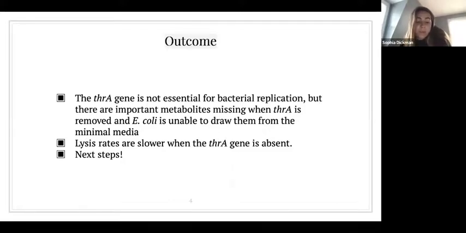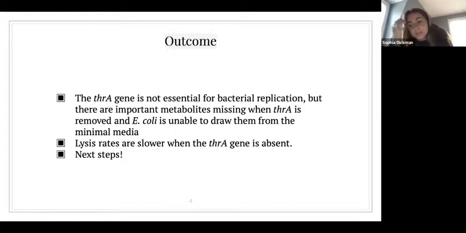And then when T4 bacteriophage is added, the parent and delta thrA plaque assays displayed similar formation, but when T4R was used, fewer plaques formed on the delta thrA assays. Finally, lysis rates are slower when the thrA gene is absent.